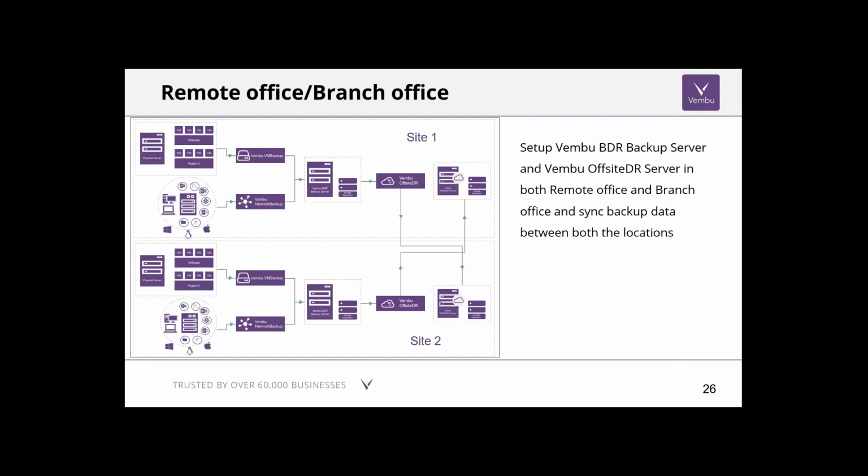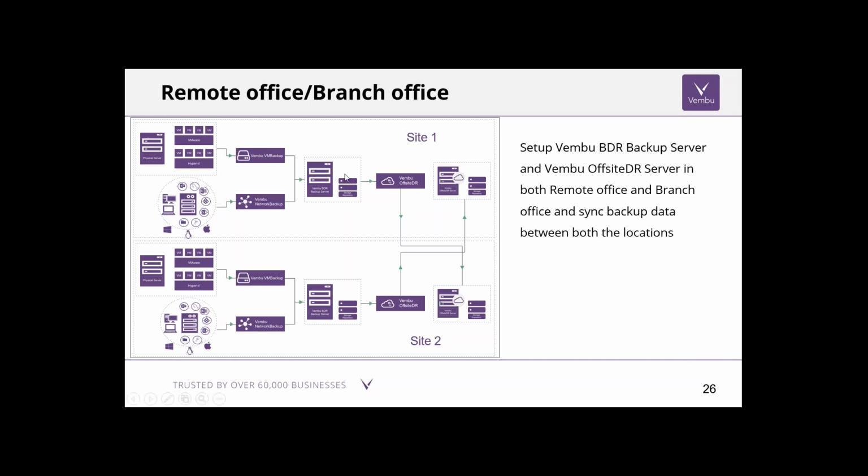And this is a remote office branch office setup where customers would like to sync data between each and every site. Say they might have two different sites or three different sites where they would like to keep a copy of backup data across all sites. Okay, in this typical scenario, what I recommend is to install a Vembu BDR backup server and a Vembu OffsiteDR server in each site.